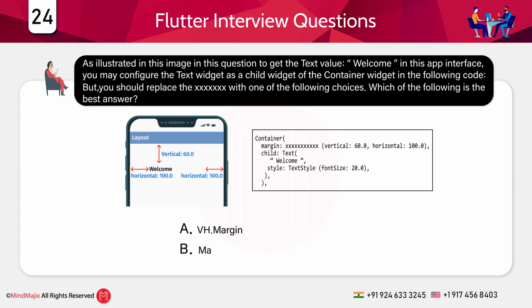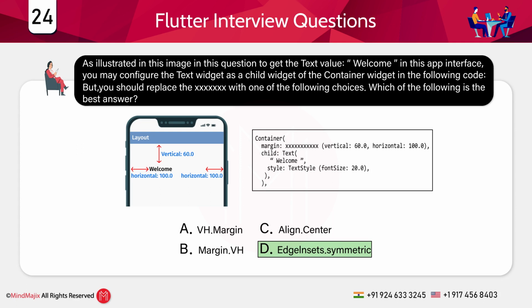vh.margin, margin.vh, that is vertical, horizontal, align.center, EdgeInsets.symmetric. So this is a fairly easy question, I will say, but I hope you have practiced Flutter a lot, because there is the padding widget. In that also we use the same value. That is, in the margin and in the padding, we use the same value. So the correct answer is D, that is EdgeInsets.symmetric. This is the correct answer.